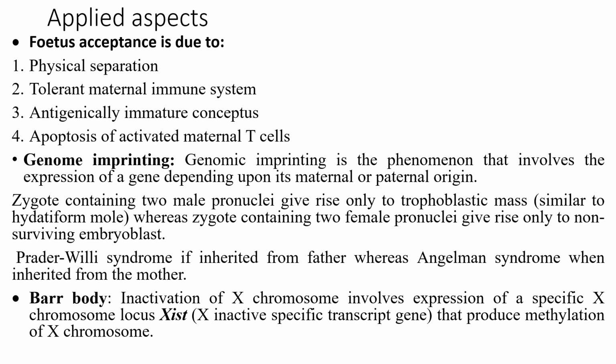The inactivation of the X chromosome involves expression of a specific X chromosome locus. It is known as the X inactive specific transcript gene, and it causes methylation of the X chromosome. After methylation, in the methylated part there is a lack of histone H4 acetylation, and this results in condensation of the X chromosome, which forms the Barr body. The inactive X chromosome can be reactivated in early fetal life, but then it remains dormant throughout the remaining life. So the inactive condensed X chromosome is known as the Barr body.